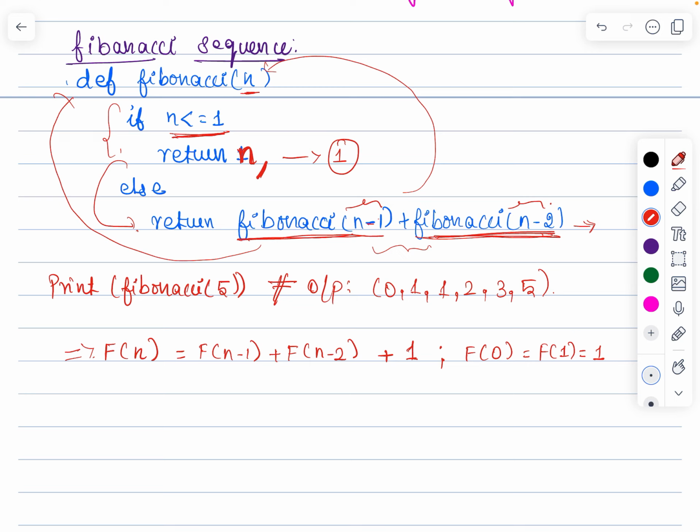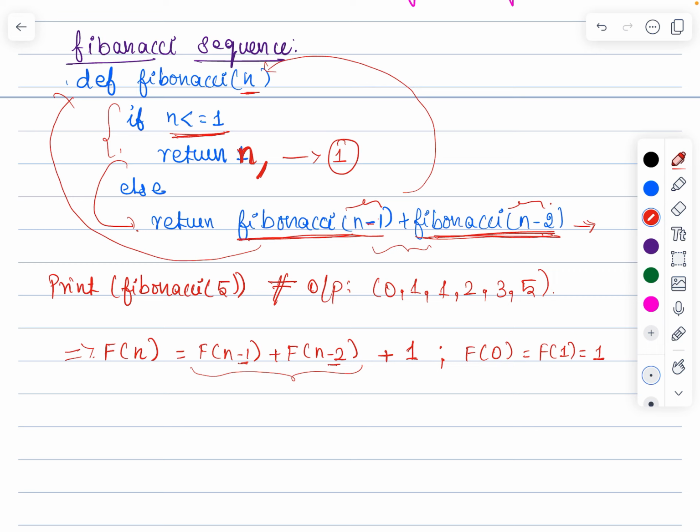This is how we are supposed to frame the recurrence relation, and this is the recurrence relation where the decreasing function is involved, because here we are decreasing one value and here decreasing two values. So this is how the recurrence relation with the decreasing function would look.